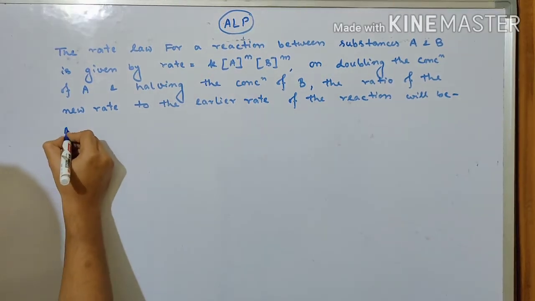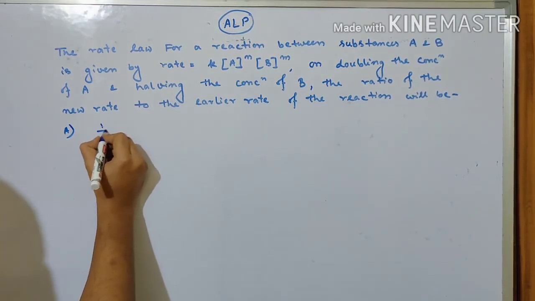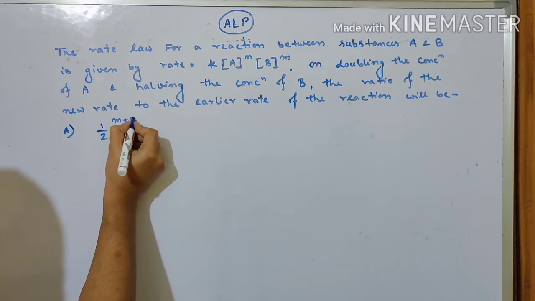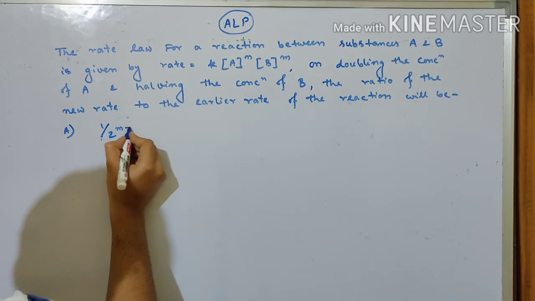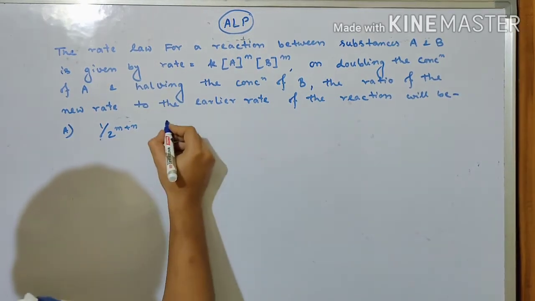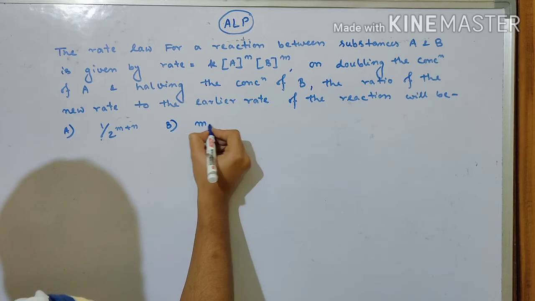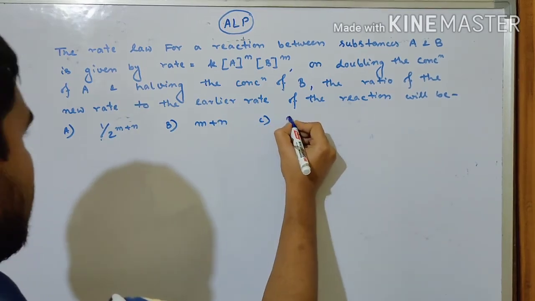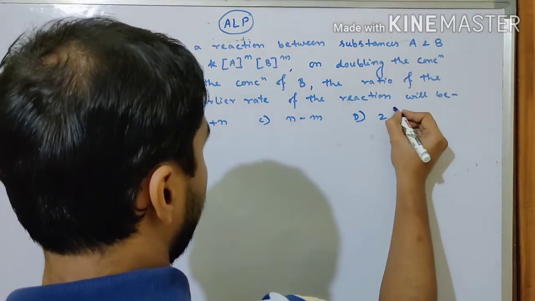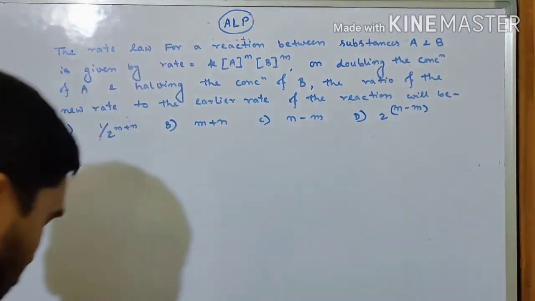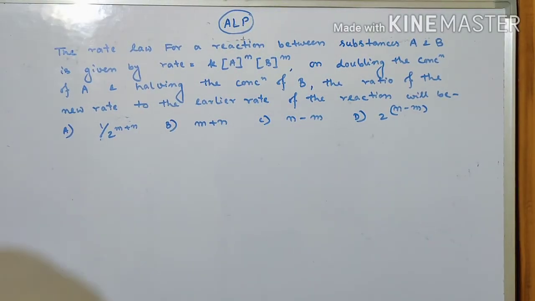Options are given. I am writing the options, it will make your job easier. Option A is 1 by 2 to the power m plus n. Option B is m plus n only. Option C is n minus n. And option D is 2 to the power n minus n. Options are completely new for us, means this type of problem is looking relatively new. Let us see whether it is very difficult or very easy.